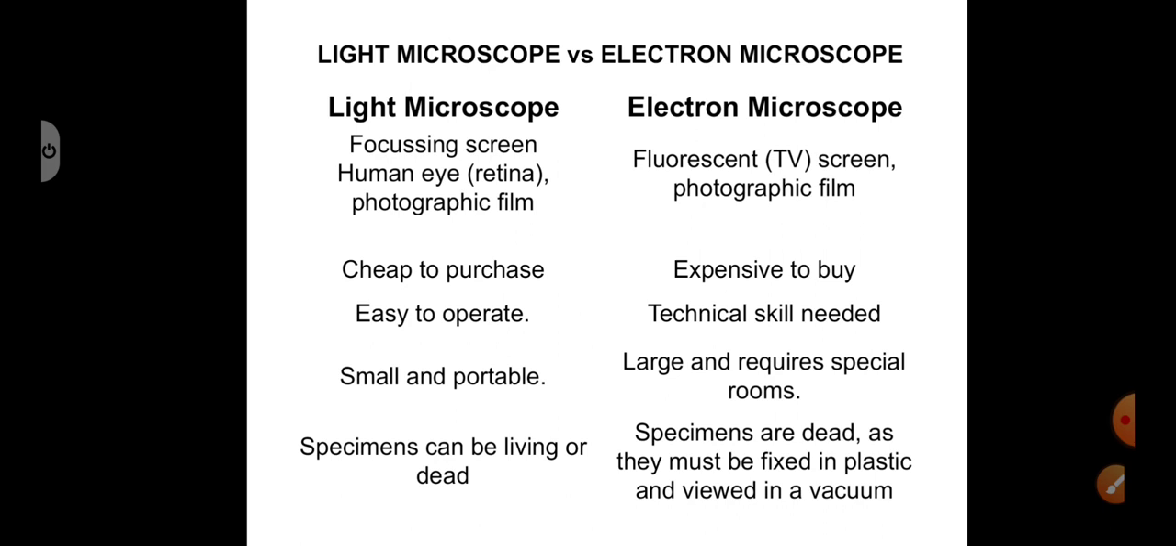The light microscope is cheaper to use and easy to operate. It does not need a separate room. It can be moved from one place to another. It is portable. Whereas the electron microscope is very expensive. It needs a particular technical skill and a special room, because we're using electrons. It should be vacuum packed and should run in a vacuum. In the light microscope, you can see specimens which are living and dead, whereas in the electron microscope, the specimens are usually dead because of the vacuum. I hope the differences are clear.